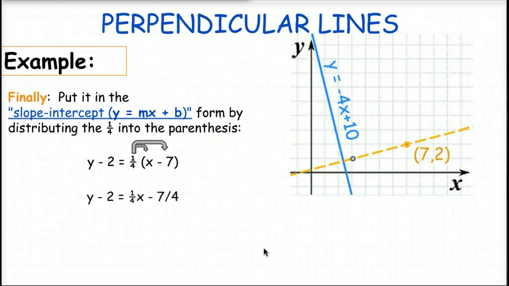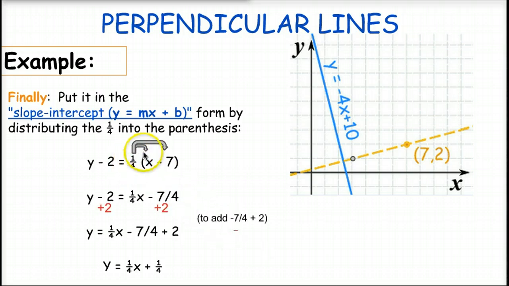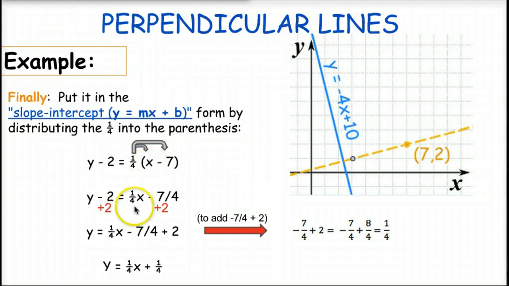Finally, let's put this in slope-intercept form by distributing the 1/4 into the parentheses. So 1/4 times x is just 1/4 x. 1/4 times negative 7 is going to give us negative 7 over 4. Remember that 7 is over 1, so we just multiply straight across. 1 times negative 7 is negative 7, and 4 times 1 is 4.